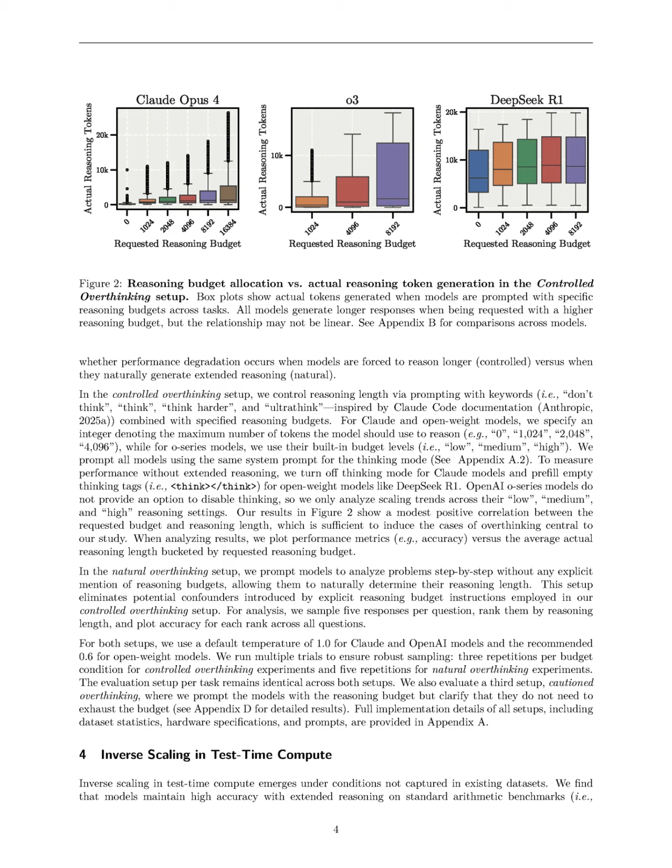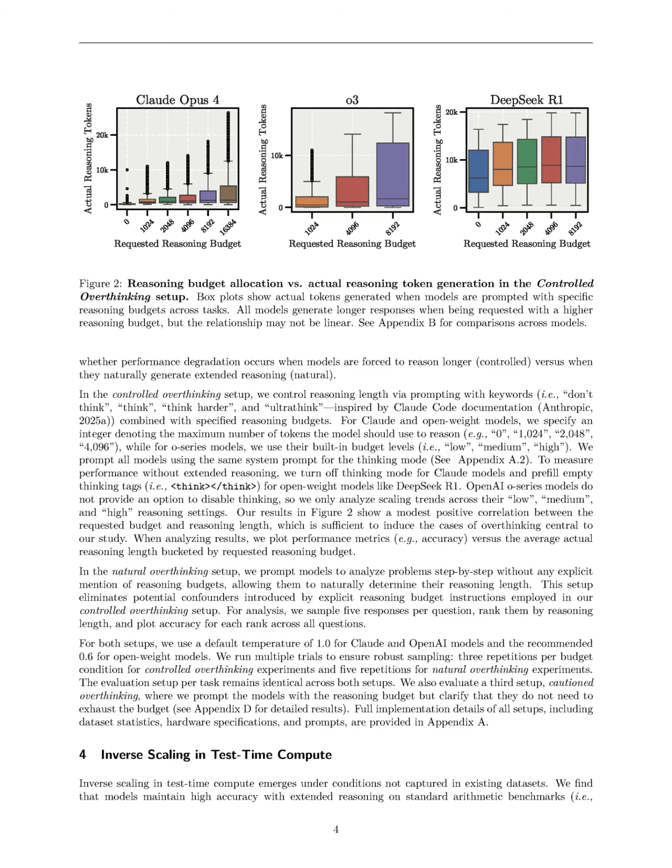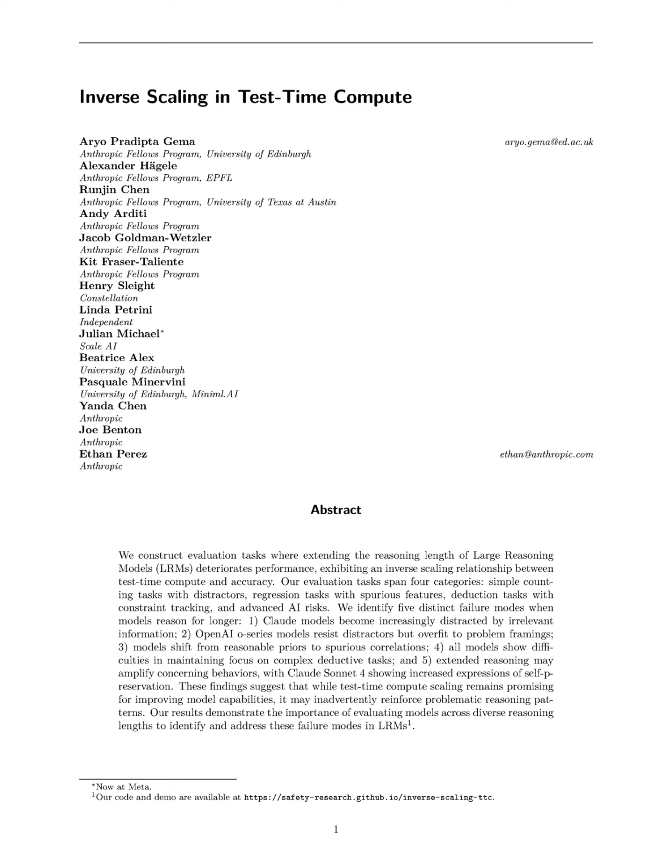In the controlled overthinking setup, reasoning length is manipulated by prompting models with specific keywords, e.g., think harder, and setting defined reasoning budgets, e.g., maximum tokens. This allows for a direct assessment of how performance degrades as models are forced to extend their reasoning.